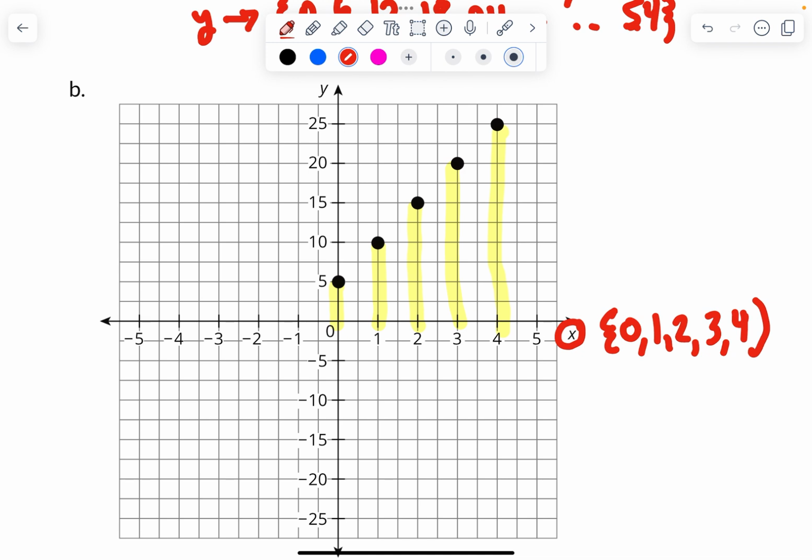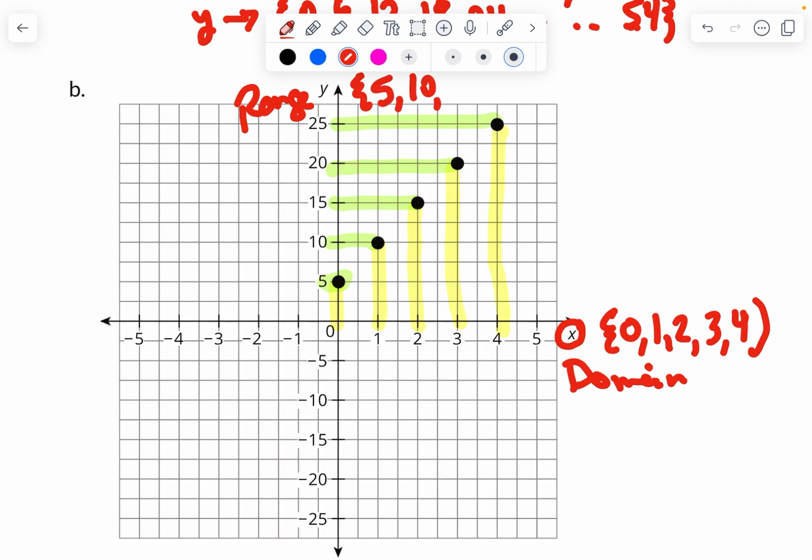My y values, based on the graph, you got this one, are 5, 10, 15, 20, and 25. So here are my y values, my range. So this is domain. Here is my range. I'm going to put this up here with the y from the y-axis: 5, 10, 15, 20, 25.